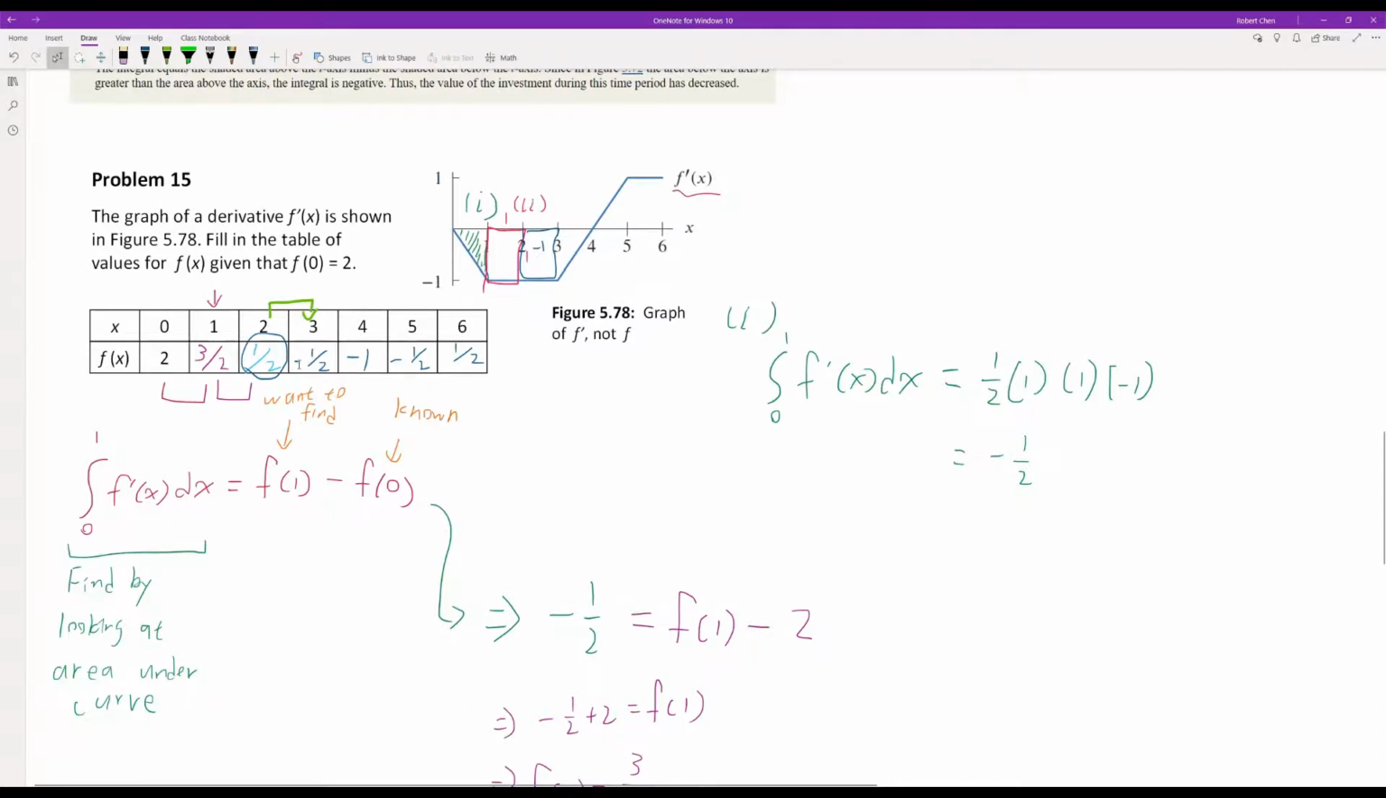And to get the next one, you take -1/2 and add the area between 3 and 4, which is this triangle right here, with area -1/2. All right, so -1/2 plus -1/2 gives you -1. And by doing the same thing, you'll be able to get f of 5 and f of 6. Okay, so the area under the curve represents the change between any given x values. So you just need to add the area to the previous value to get whatever the next value is.